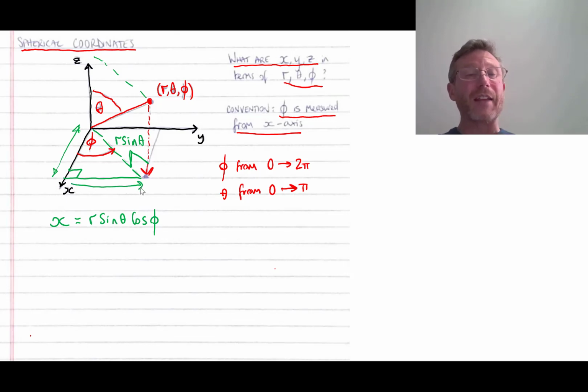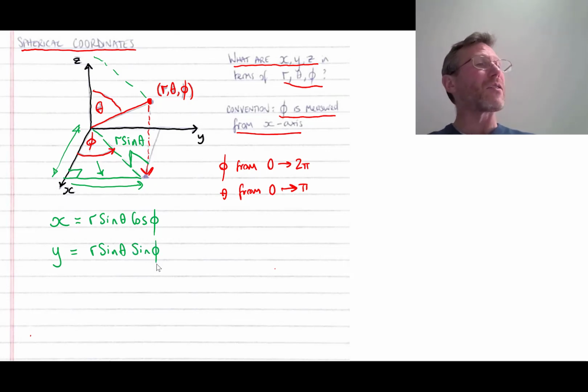We can also recognize what the value of y is in here. So again, taking that same right angle triangle and recognizing that r sine theta is that projection that I've shown, that dotted green line. So we now have r sine theta, and this is the line that's opposite the phi angle in here, so that would be sine phi. So now we've measured our x and our y values in here.